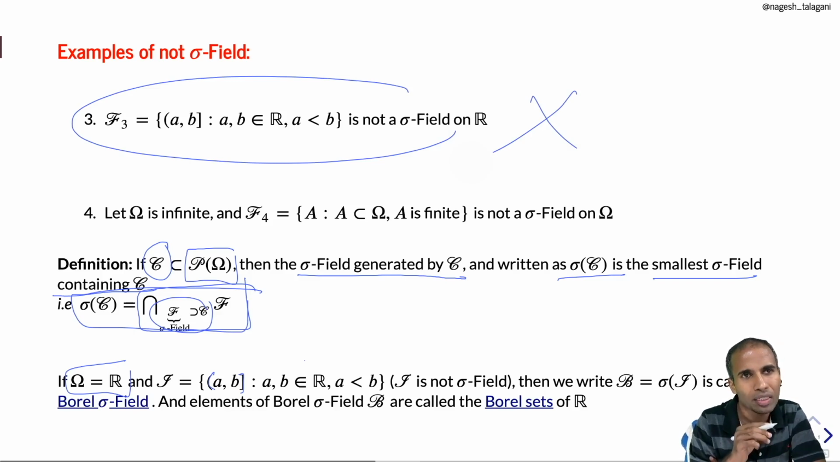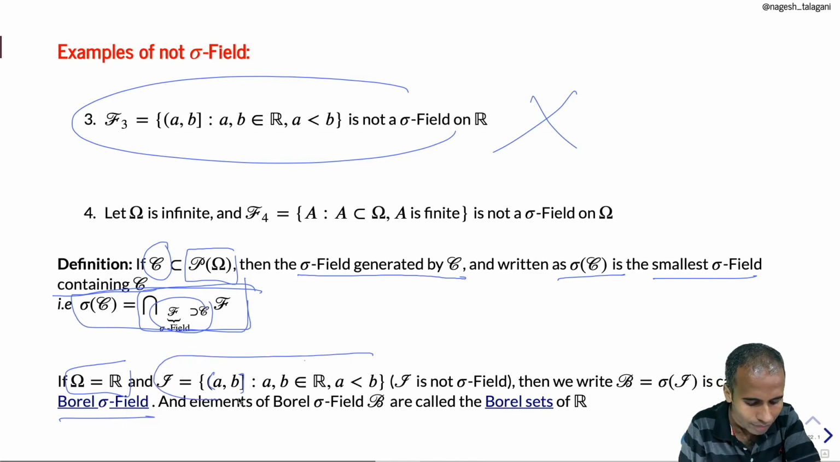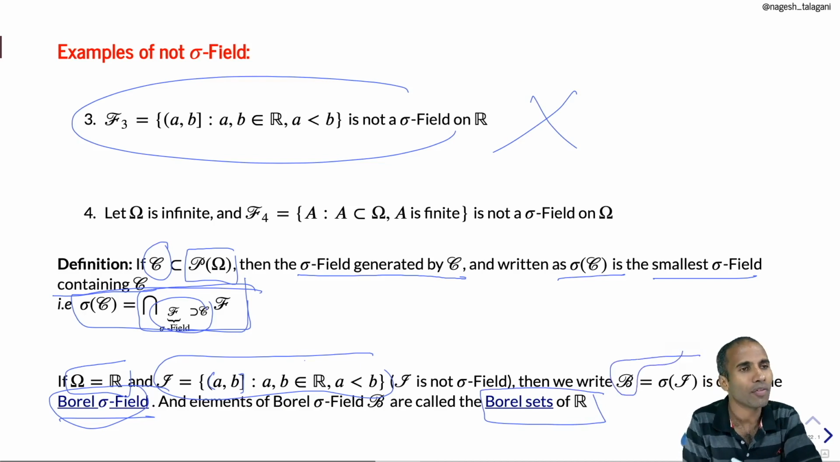So we are interested in the smallest sigma field which contains this collection. That is called the Borel sigma field. We denote it by script B. Script B is the smallest sigma field which contains this collection. This is called the Borel sigma field, and elements of this Borel sigma field are called Borel sets of R. This is going to be an important sigma field for us in the future.